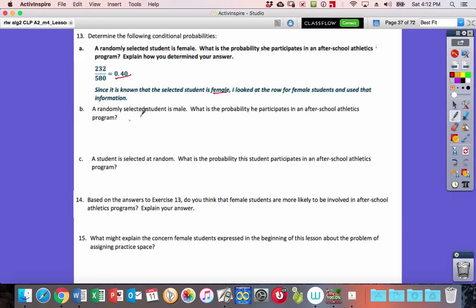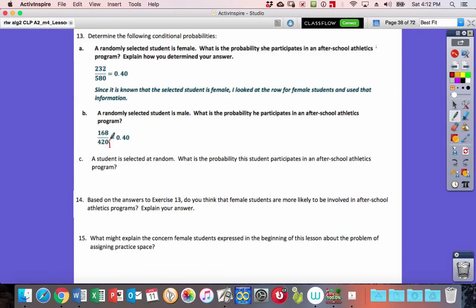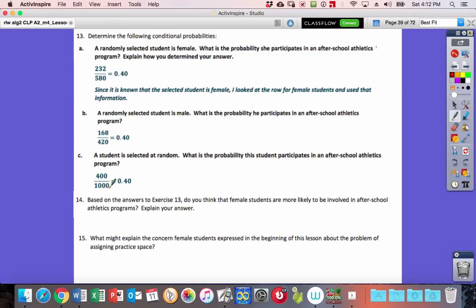A randomly selected student is male, so it's not going to be divided by 1,000. It's all of the male students. What's the probability he participates in after-school athletic programs? You're going to look at all the males. There's 420 of them, and 168 participate. It's 40%. Oh, how interesting. It's exactly the same. A student is selected at random. Now you're looking at all the students. What's the probability this student participates in after-school athletic programs? Remember, this is 1,000 students, and we know that 400 participate, so it's 40%.